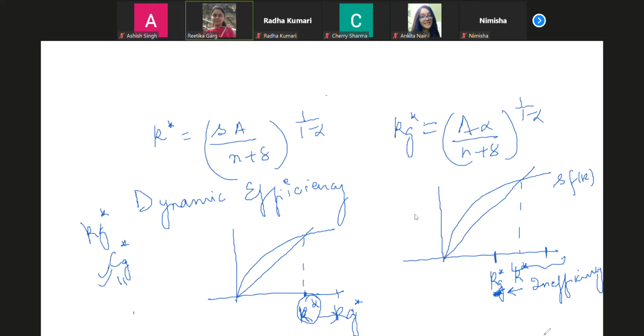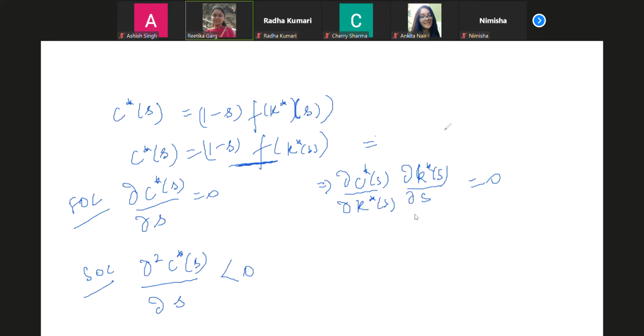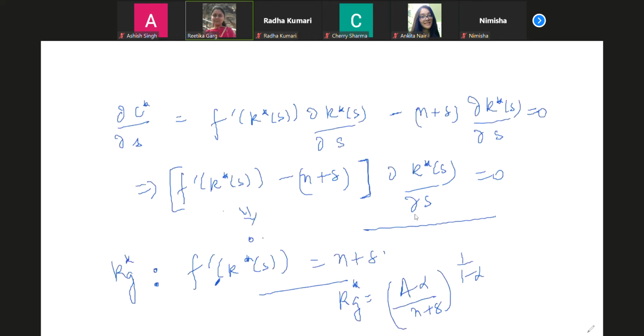And because of this, we can draw this C star curve, which we differentiated also. Let me just go back and draw it there only. You will be, yeah, this curve, we can draw it as like this. So this is C, S, and this is S. And so there is some S golden rule, some saving rate, which will ensure the highest level of consumption. And that is what is called the golden rule of saving. All right.